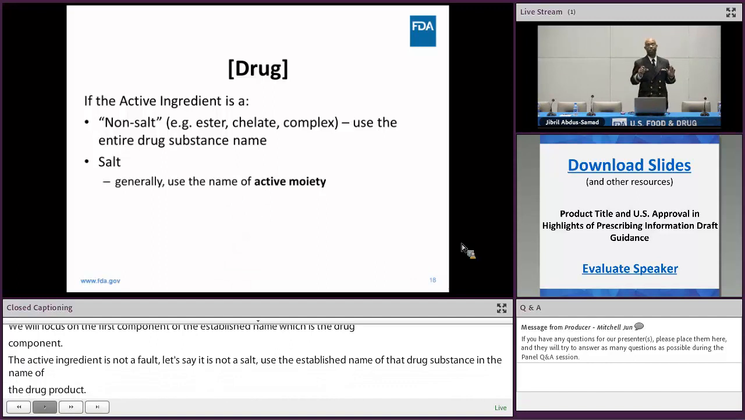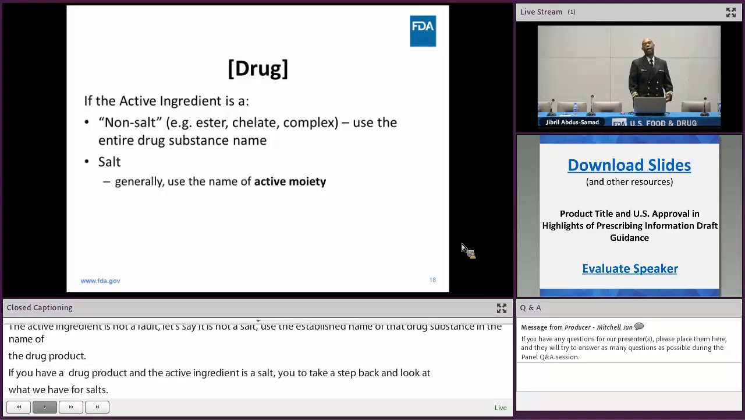But if you have a drug product in which the active ingredient is a salt, you kind of have to take a step back and look at what we have here for salts. USP has a salt policy in Chapter 1121, and CDER also has a guidance on CDER's interpretation and implementation of the USP salt policy. So generally when it's a salt, you want to use the name of the active moiety and not the active ingredient.